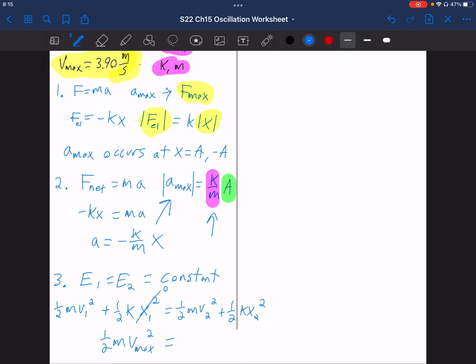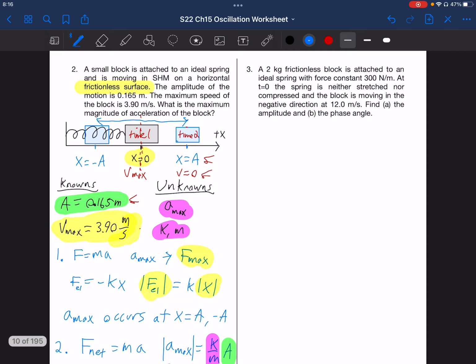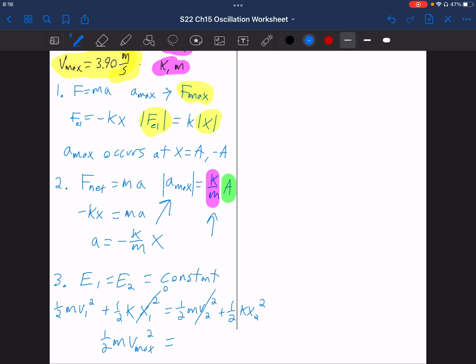Looking at the right-hand side, at time 2, we're at our max amplitude and our velocity goes to 0, we're turning around, so that's 0. And our elastic potential energy is 1/2 times the spring constant times our position squared. And our position, we know, is our amplitude. So now I have an equation which has two knowns in it: I know my max velocity, I know my amplitude. And it has two unknowns. So I can't solve for either k or m individually, but I can solve for their ratio. And that's all I need here.